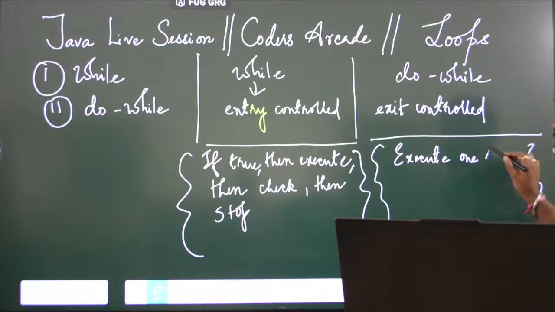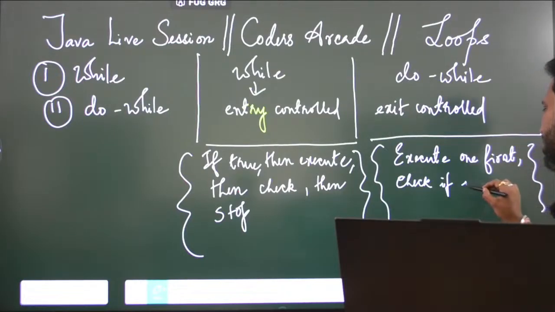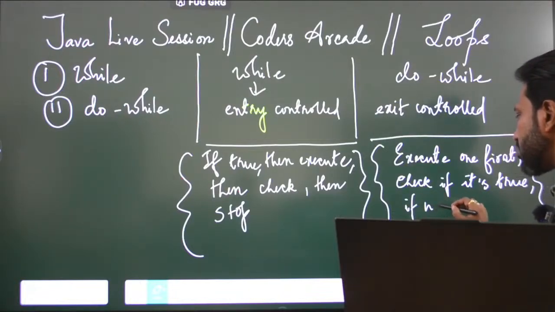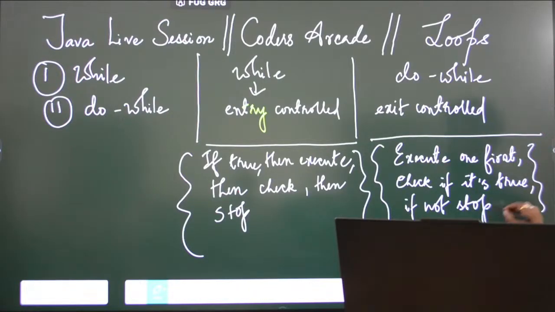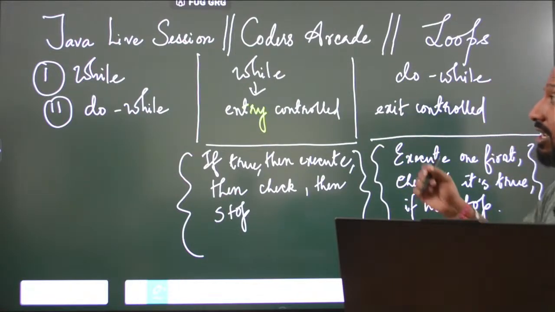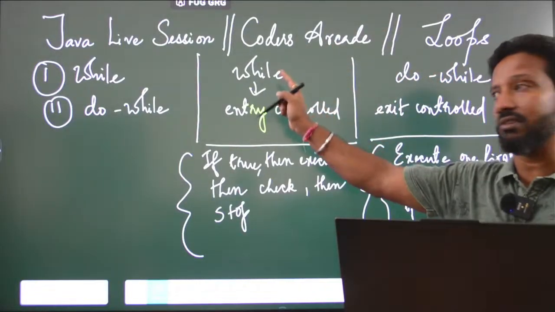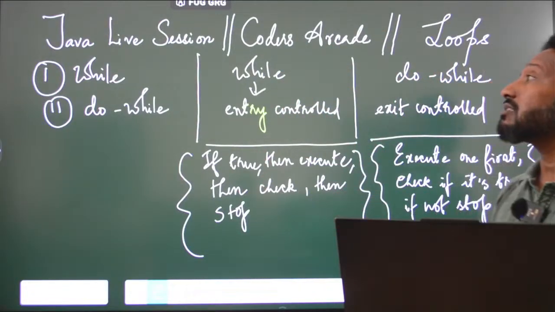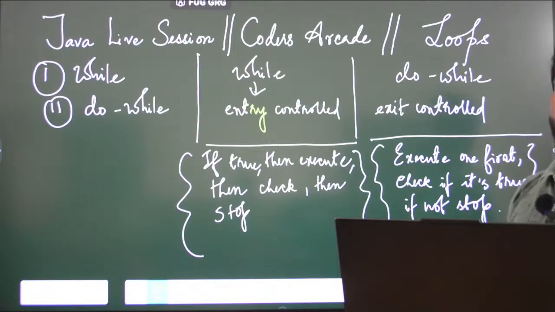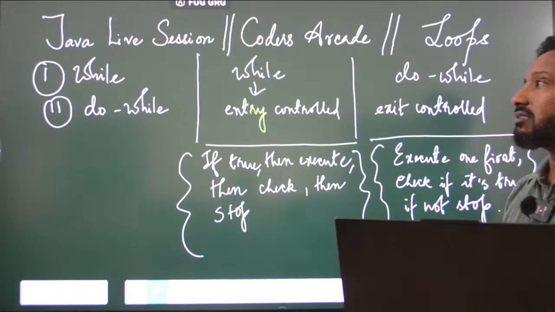Execute once first, check if it's true, if not, stop. This is the criteria for the do while loop. In case of do while, it will execute at least once. In case of while, it will not even execute if the condition is false. That is the most major difference between the while and the do while loops, and we have discussed them properly in the last live session.